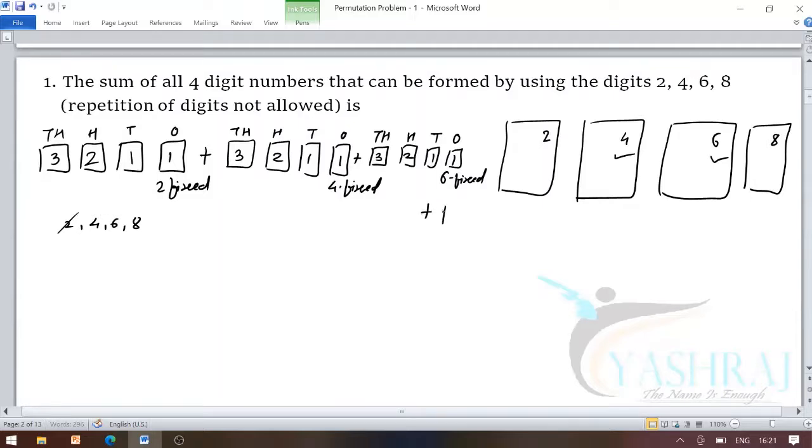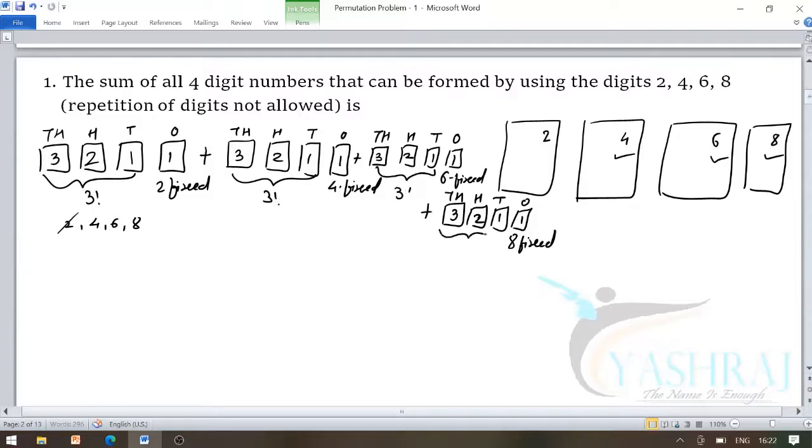Same thing, try to evaluate for the 4-digit numbers ending with the digit 8. So we have to fix an 8 at its ones place or the unit place. So there is only one way. To fill up the thousands, hundreds and tens places, we have 3, 2, 1 ways respectively. So 3 into 2 into 1 gives us 3 factorial in each and every case. That means there are 3 twos are 6, exactly 6 numbers that end with 2, end with 4, end with 6 and end with 8.